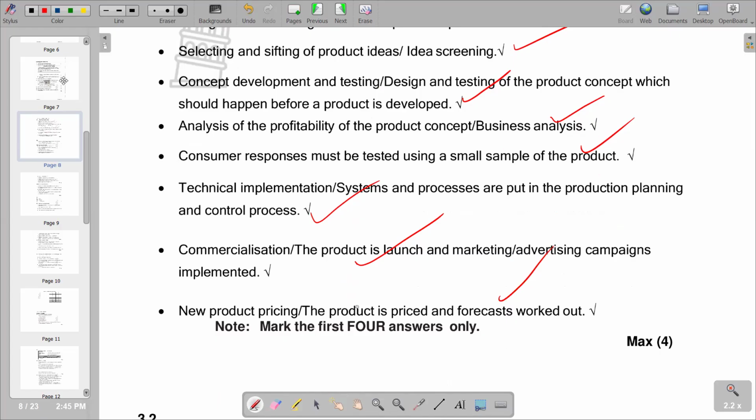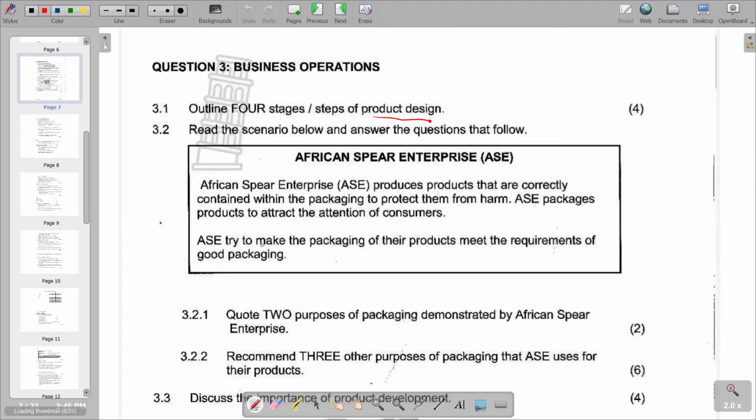So we go on to our next question, which reads: read the scenario below and answer the questions that follow. We're given a scenario of African Spear Enterprise, ASE. African Spear Enterprise, ASE, produces products that are correctly contained within the packaging to protect them from harm. ASE packages products to attract the attention of consumers. ASE tries to make the packaging of their products meet the requirements of good packaging.